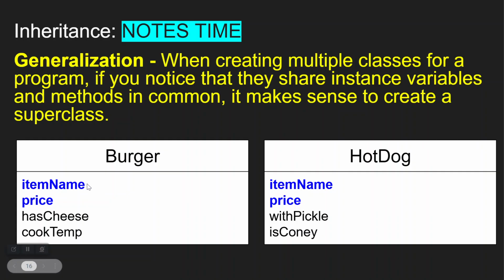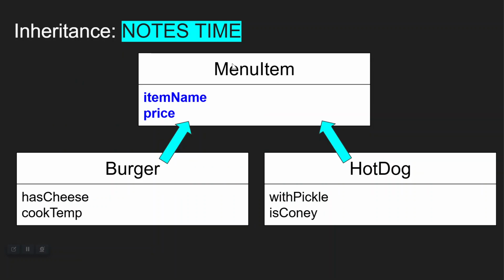But then I might notice that, okay, burger has item name and price, as well as has cheese and cook temp. Hot dog also has item name and price, but also has with pickle and is coney. So it might make sense to go ahead and create a generic class called menu item and give that item name and price, and then extend menu item and create subclasses for burger and for hot dog, because again, you're automatically going to inherit the things that they have in common, and then you can just define the things that are unique.